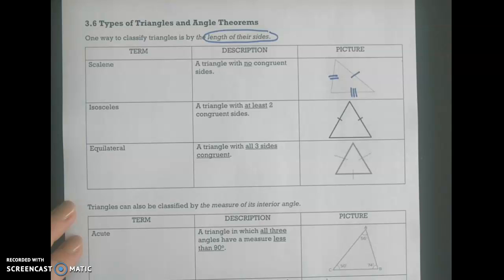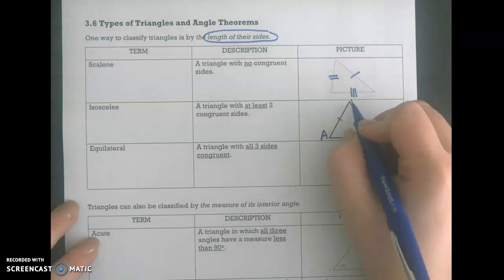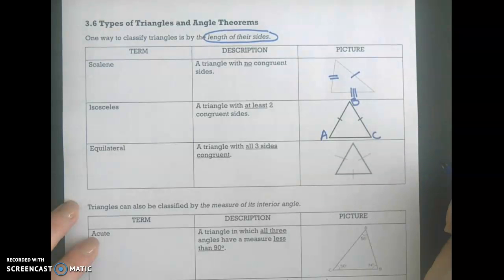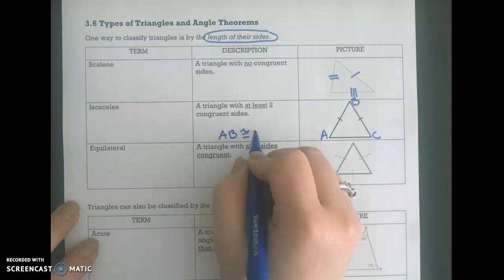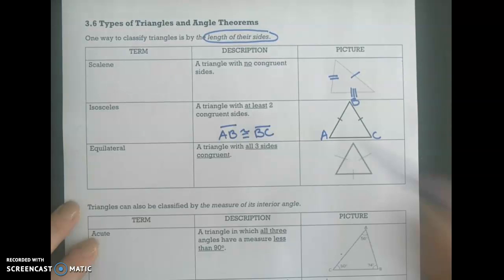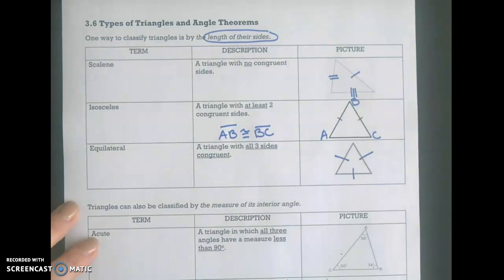Another way we can classify them by their sides is an isosceles triangle, in which at least two of their sides are congruent. So if I labeled this triangle ABC, and this was an isosceles triangle, that would mean that AB is congruent to BC. So isosceles, at least two of the sides are congruent. And lastly, we have an equilateral triangle in which all three sides are congruent. Okay? So that's classifying triangles by the length of their sides.